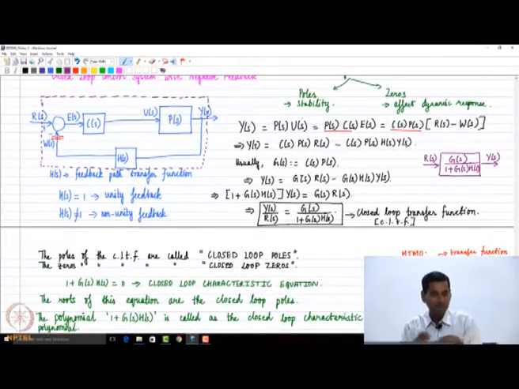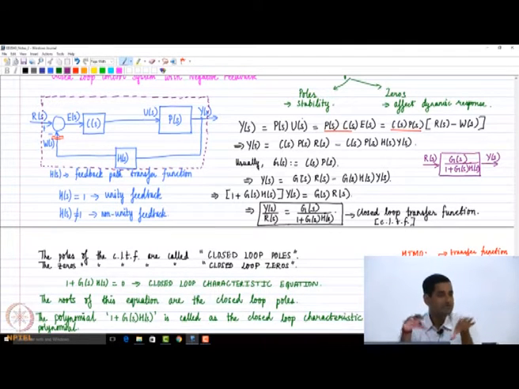I'm opening the loop. So you may ask me the question, is it going to be something which is physically meaningful? Not necessarily, but you will see that this is going to be used. It is an indicator of what will happen without feedback. That's what we are doing.